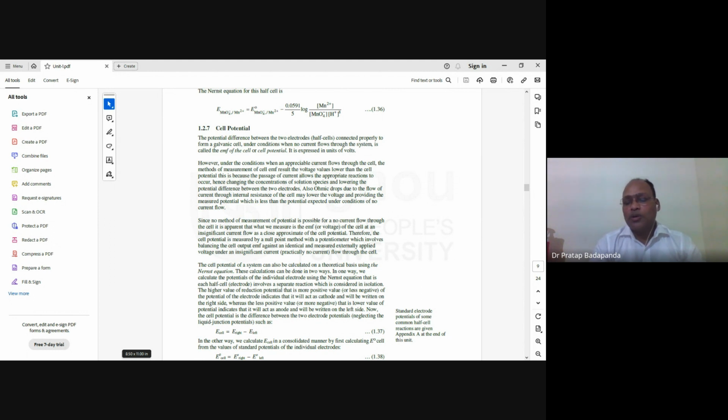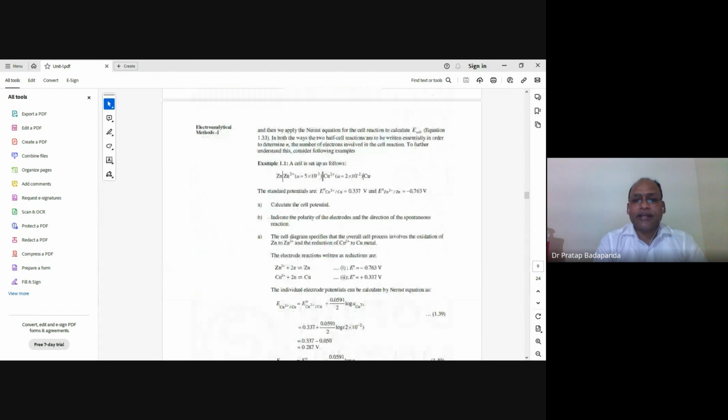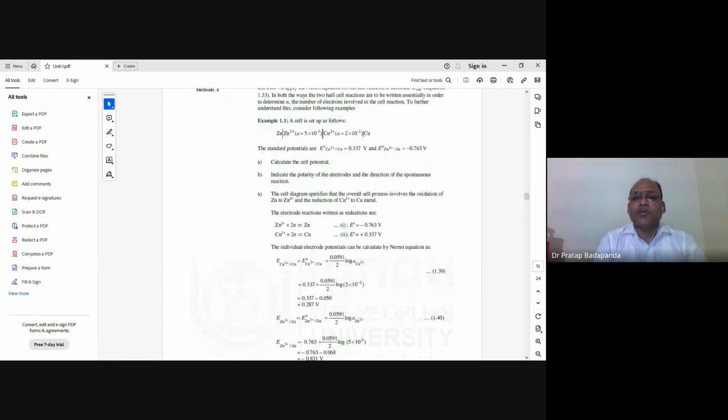As I told you, copper has plus 0.34 volt, volt being the unit, and zinc has minus 0.76 volt. That is the electrode potential. So E cell is equal to E cathode minus E anode. You have to use that one. Now the standard electrode potential, okay.